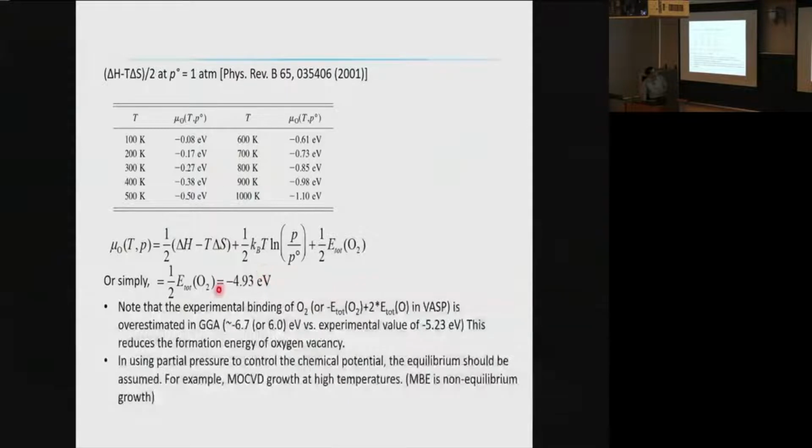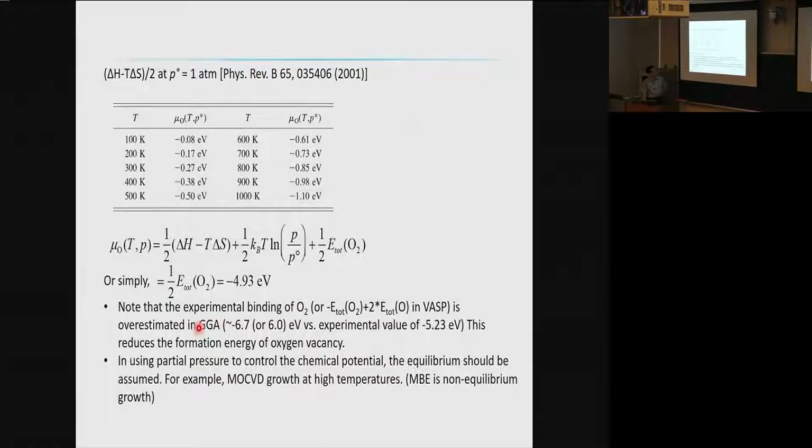Okay, but one thing that we notice is the O2 binding energy, the experimental binding energy of the O2 molecule. This is the energy you need to pull apart the oxygen molecule into two separated oxygen atoms. This is actually overestimated in GGA. Theoretically, it is about 6.7 or 6 electron volt versus the experimental value of 5.23 electron volt. This means that the O2 molecular binding energy is overbinding in the GGA calculations.